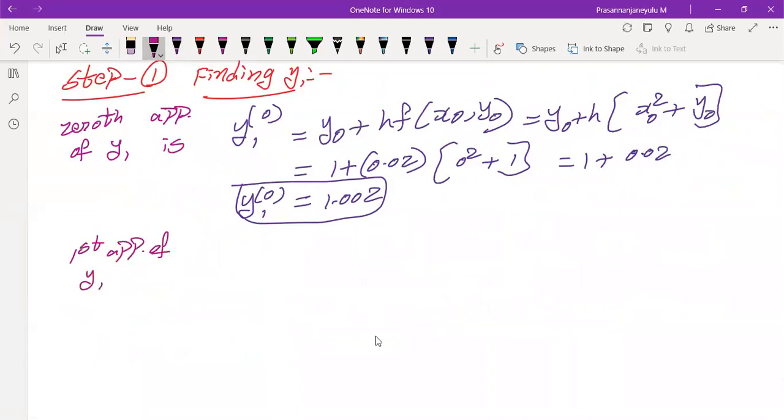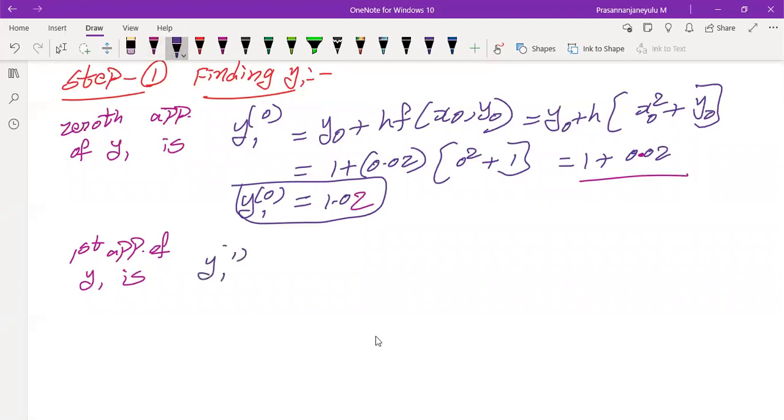Sir, yes, 1.02 or 1.002? Sorry, yes, 1.02 only. Thank you for correcting the value. So it is 1.02 only, because 1 plus 0.02 is 1.02. Then finding the first approximation of y1.